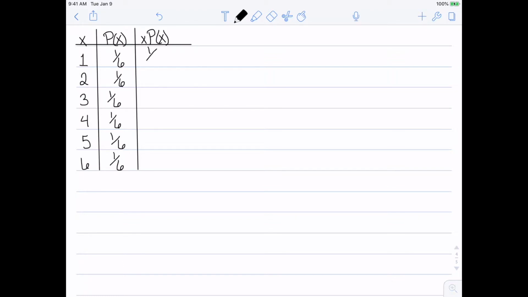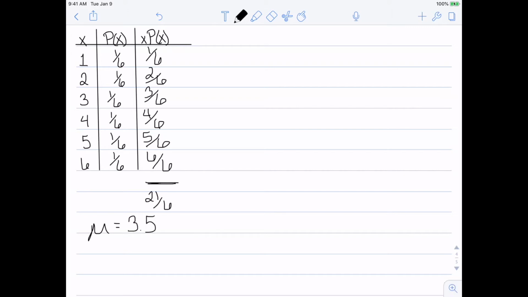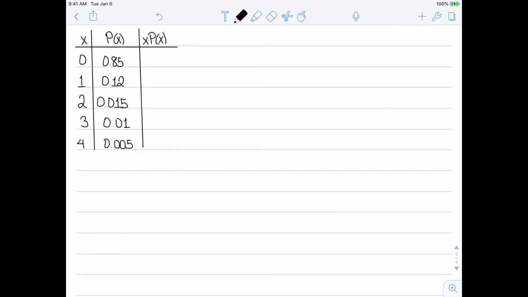1 times 1/6 is 1/6. 2 times 1/6 is 2/6. 3 times 1/6 is 3/6. 4 times 1/6 is 4/6. 5 times 1/6 is 5/6. And finally, 6 times 1/6 is 6/6. And then we just need to add these up. So we have 1/6 plus 2/6 plus 3/6 plus 4/6 plus 5/6 plus 6/6, which gives us 21 over 6, or a mean of 3.5.